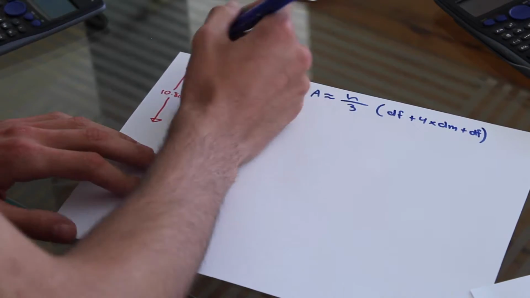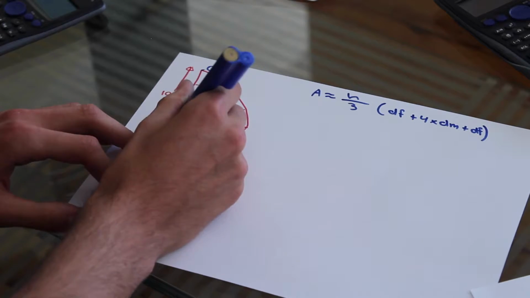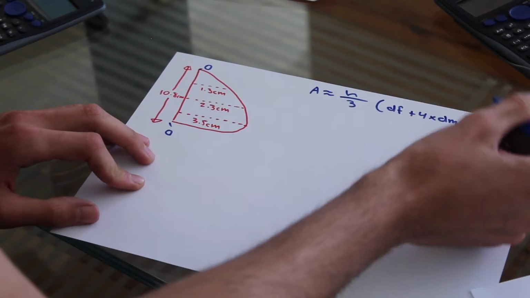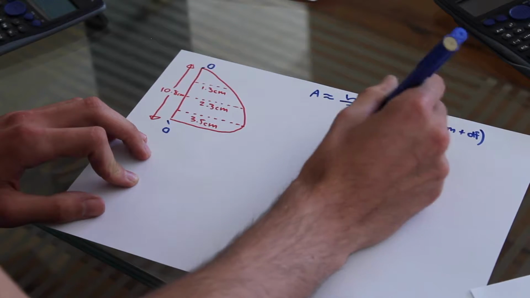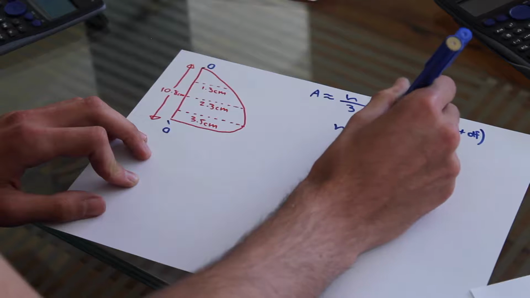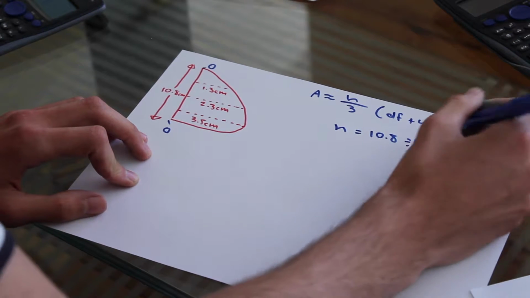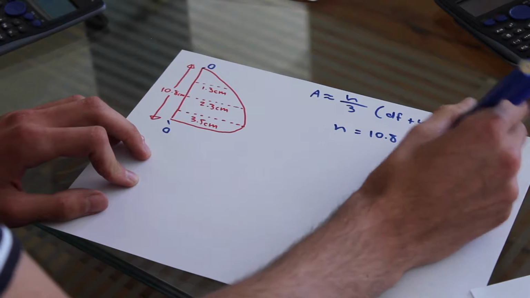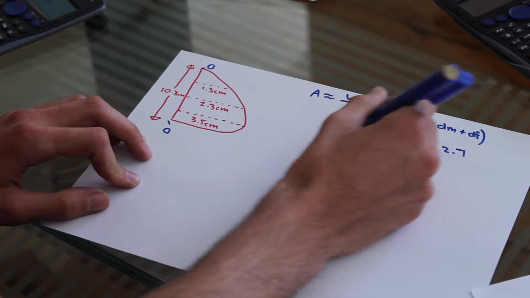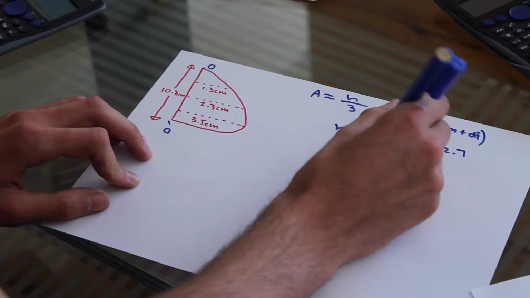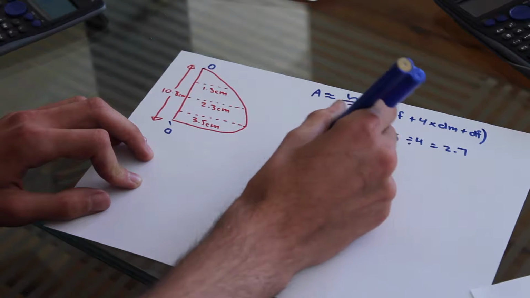So first, we've got to work out that these two sections here are 0, as no measurements are given. Now we're going to work out h. So h is simply the length of 10.8 divided by 4, as we've been given 4 different intervals, which comes down to 2.7. So h is equal to 2.7. So now we can work out the first use of Simpson's.